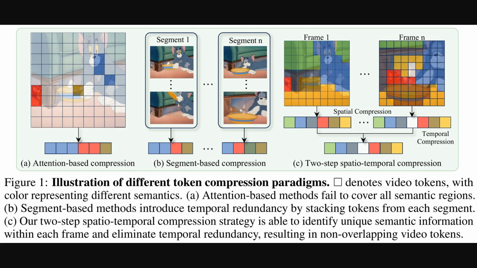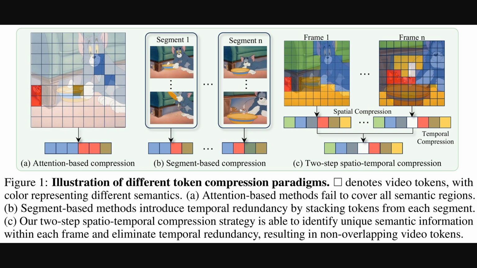Alright, so to see how this new method is different, the authors provide a great illustration. When a model processes a video, it breaks it down into small pieces, or tokens, each representing a bit of the image. The goal is to compress these tokens. Now, existing methods often miss key semantic regions, which are just areas with unique meaning, or they introduce redundancy by repeatedly keeping similar information. This new two-step spatio-temporal approach is more clever.